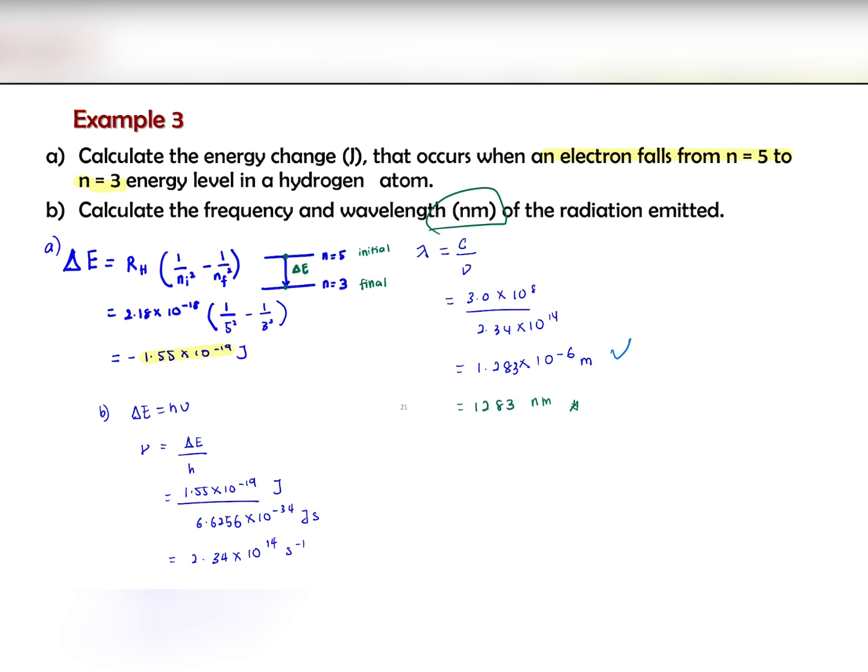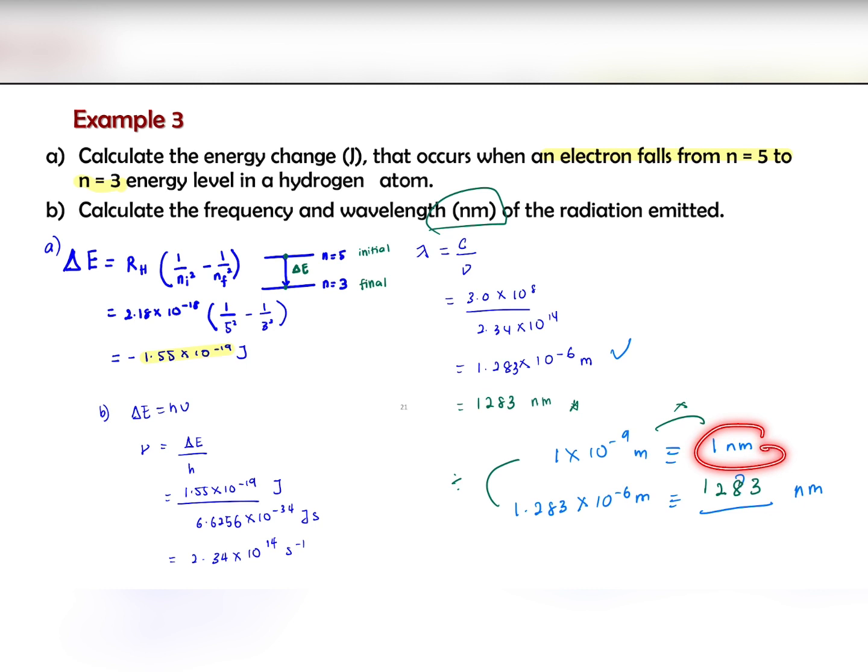So, final answer will be 1283 nanometer. Ataupun kalau kamu nak tulis dia punya conversion unit, you can use this method or whichever method that you prefer. 1 nanometer kamu tahu dia bersamaan dengan 1 exponent negative 9 meter. Okay, so here we have 1.283 exponent negative 6 meter. So berapa nanometer yang kita nak cari? So ini bahagi this two and then bila dapat jawapan darab dengan 1 nanometer, kamu akan dapat 1283 nanometer, the final answer.